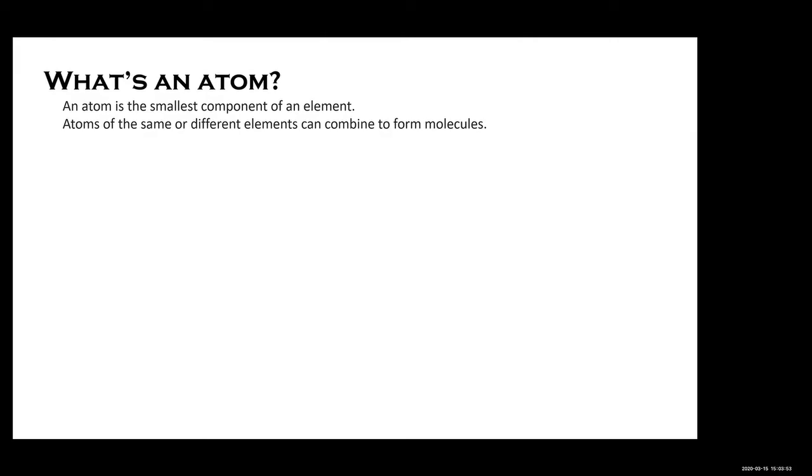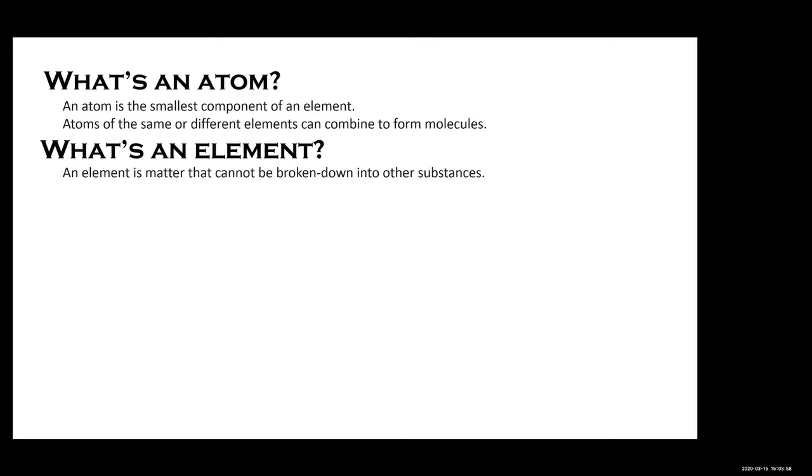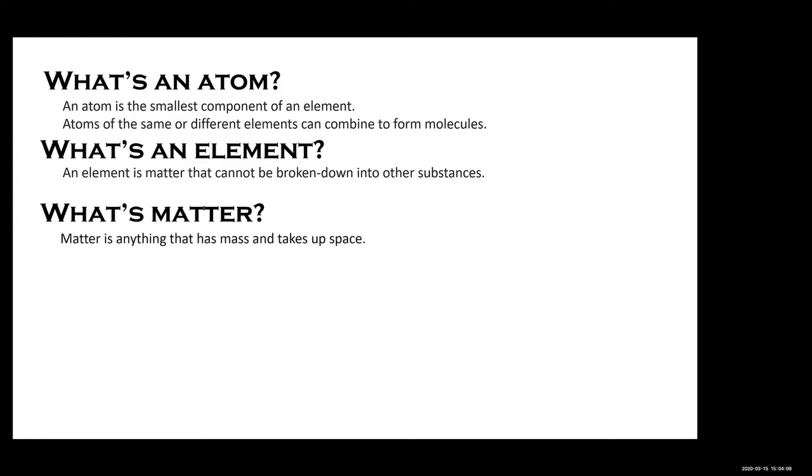So this might bring you to ask the question, what is an element? An element is matter that cannot be broken down into other substances. Well then, so what's matter? Notice I didn't ask you what's the matter. That's a different question. So what is matter? Matter is anything that has mass and takes up space. Mass is basically how much stuff there is in a given volume, or how much stuff makes up something. So your matter is anything that's made of stuff and takes up space.